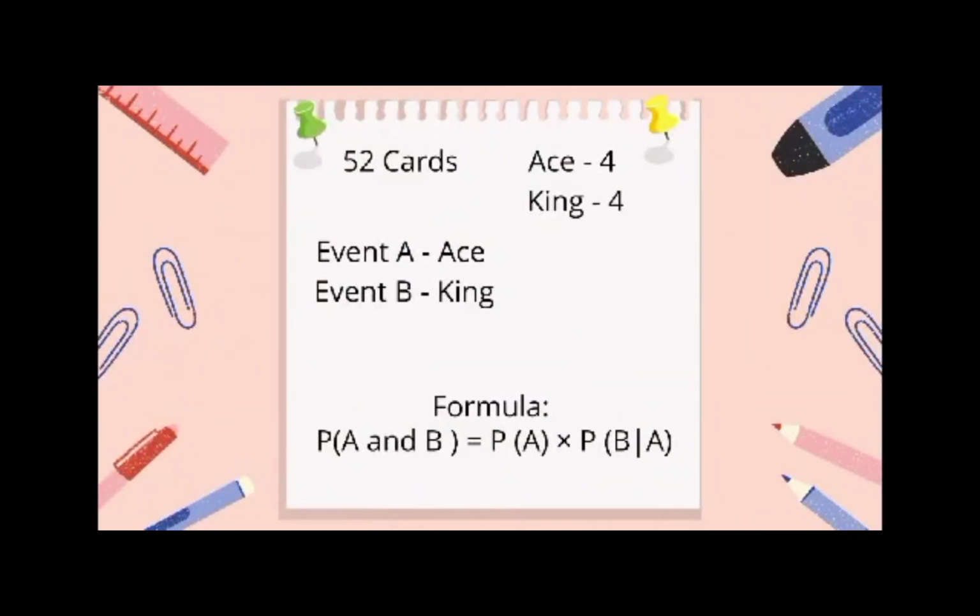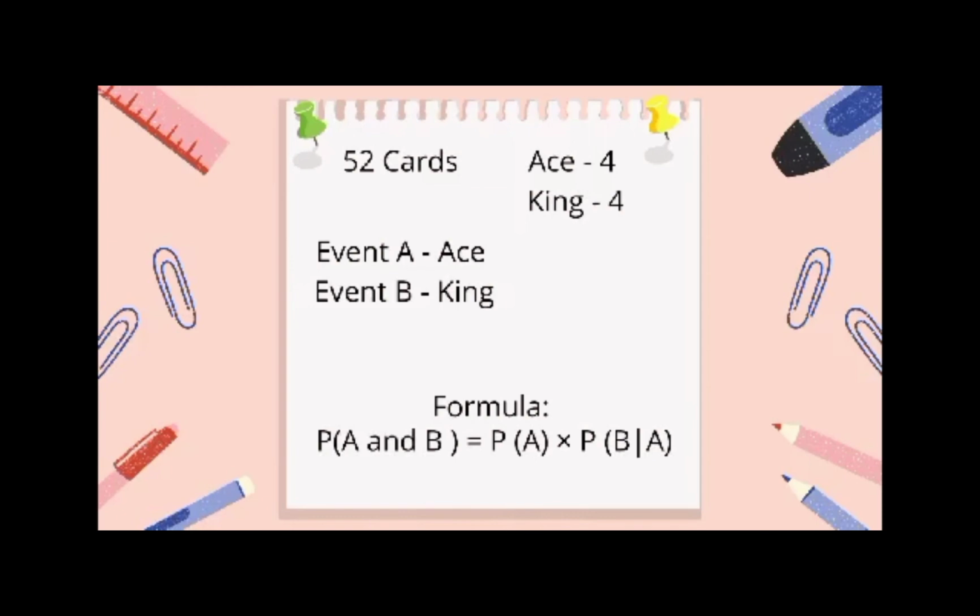Dependent event using cards as an example. So there are 52 total cards, and in this example we will only be using ace and king, which ace has 4 cards and king has also 4 cards. And please do remember that event A will be representing ace and event B will be representing king. Also take note that the formula of dependent event is probability of A and B equals probability of A times probability of B given A.